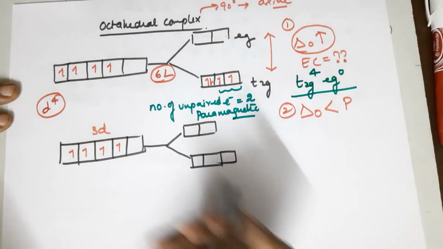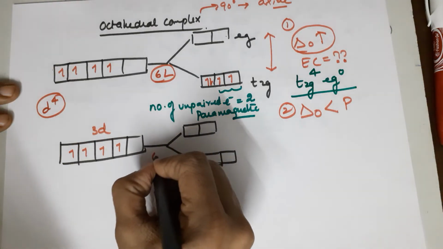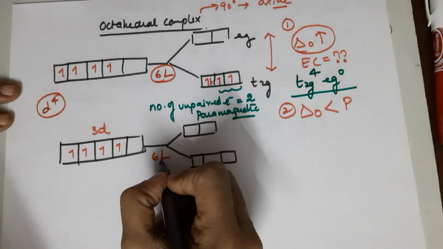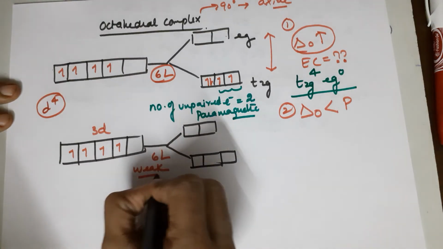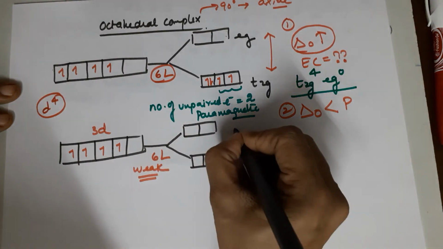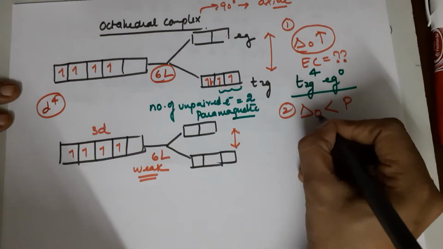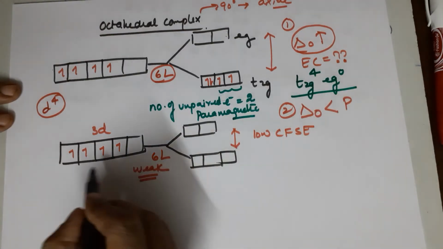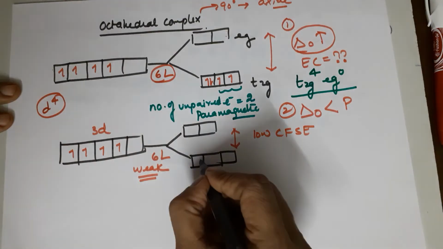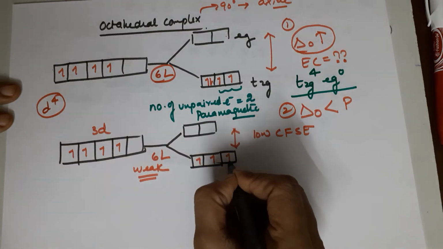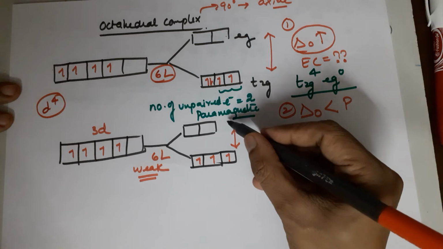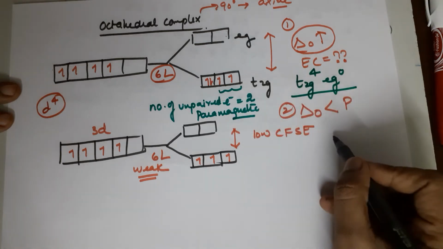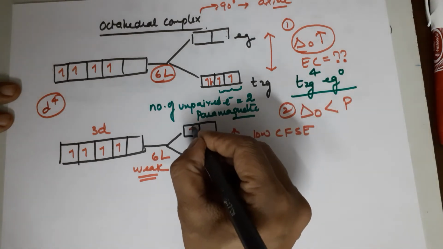complex. Let us take a 3D complex with d4, and you have again 6 ligands approaching, and these 6 ligands are your weak ligands. If they are weak ligands, this gap is less. That means your delta naught, the crystal field splitting energy, is low. Now you have to put 4 electrons. 1, 2, 3. Now the 4th electron can easily jump up because the energy difference is less. So your 4th electron moves here.